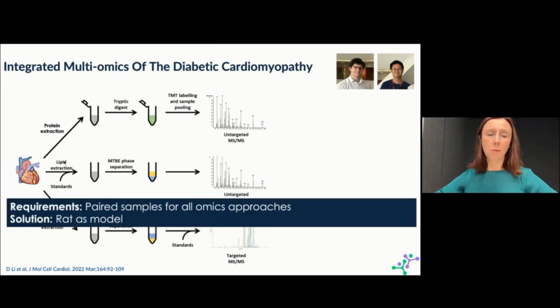So we had a requirement that would allow us to do this. Obviously, we wanted to pair all of these samples. We wanted to be able to match our results from these individual omics assessments. And therefore, we needed to make sure we had sufficient tissue to start with. And as a result, we moved into a rat model.